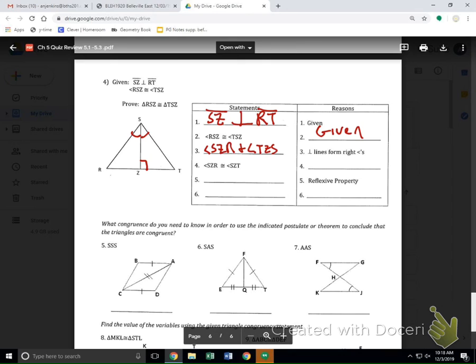Now that we know that they're right angles, what do we know about right angles? They're congruent. All right angles are congruent. So for your reasoning here, you just write all right angles are congruent. So now that we know that these are congruent, we have one more step to show before we're done. What else do we know in this picture? Reflexive property. So SZ is congruent to ZS. And then we have our last one stating what we know. So triangle RSZ is congruent to triangle TSZ.